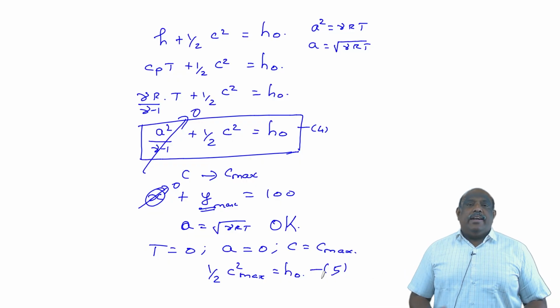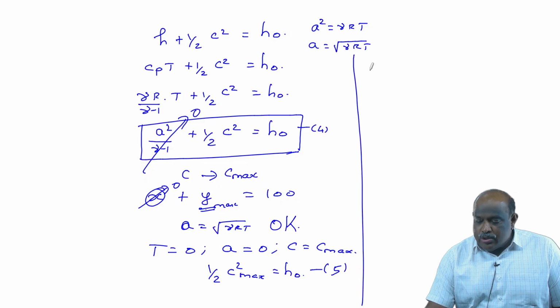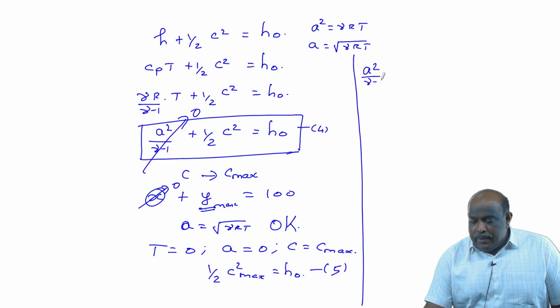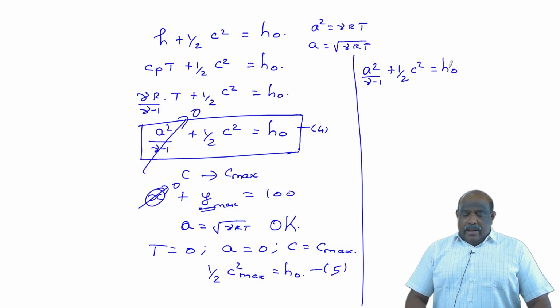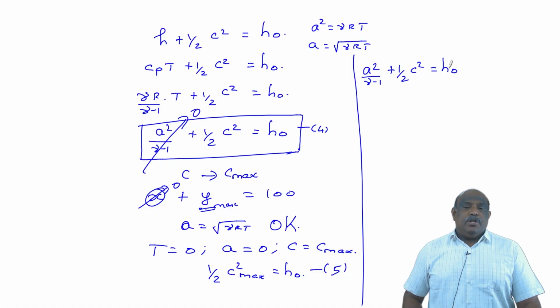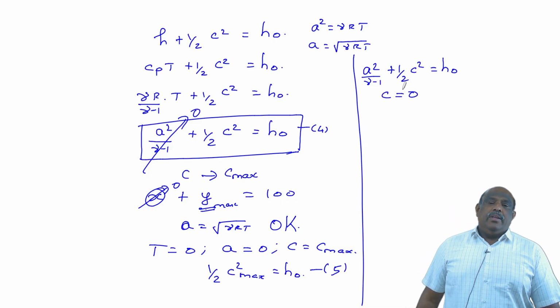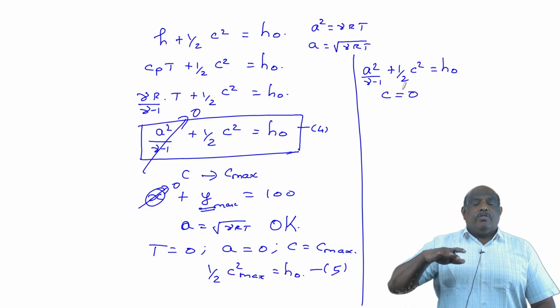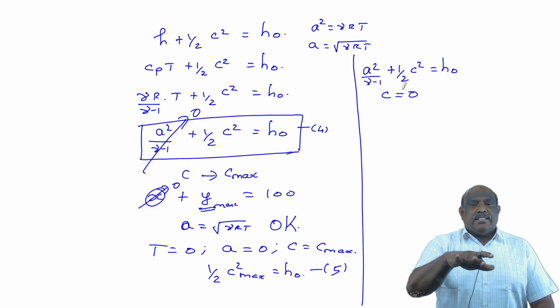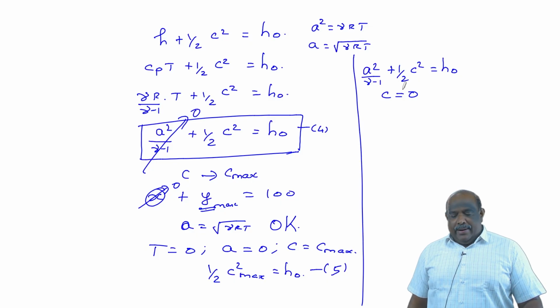Now let us think alternatively. What is meant by alternatively? I will go ahead like this. A squared by gamma minus 1 plus half C squared equal to H naught. Here I made the first term to be 0. Now what will be in your mind? Why not make the second term to be 0, which means the flight is not flying, your flight is standing at a position, is static, there is no velocity, C is not there. Okay, then what will happen?